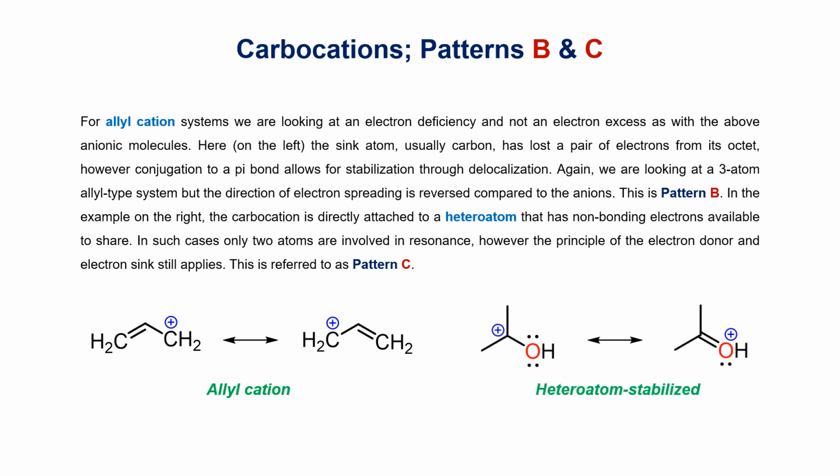In the example on the right, the carbocation is directly attached to a heteroatom that has non-bonding electrons available to share. In such cases, only two atoms are involved in resonance, however the principle of the electron donor and electron sink still applies. This is referred to as pattern C.